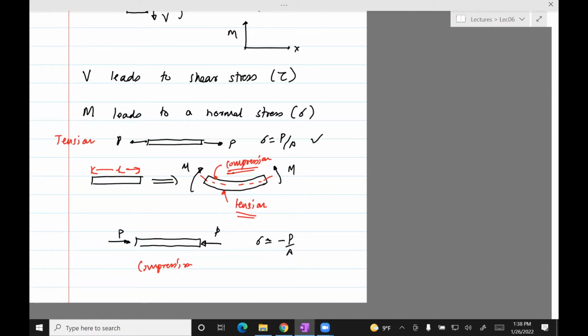In fact, it will always be accompanied by a compression on the top half. Of course, this depends on how M is applied. If it's applied the way I've shown, the top part is always under compression and the bottom part is under tension. If you change the direction of M to the other way, you'll have exactly the reversed effect: the top part would be in tension, and the lower part will be in compression. So this is, I think, less intuitive, but hopefully I've convinced you that it's possible to have normal stress with M.